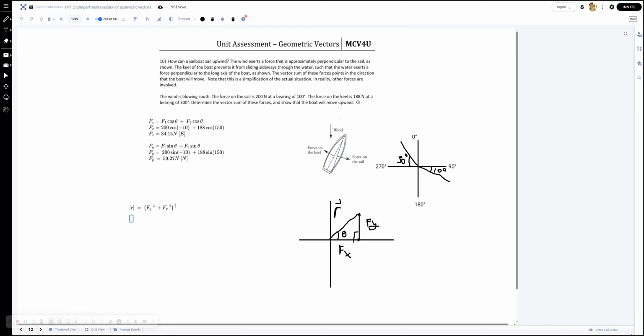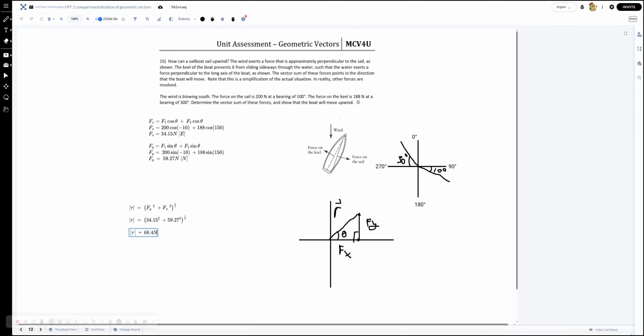So let's plug in our numbers. And just pretend that there is a vector arrow over this R right here, because I'm not able to do that normally with this editor because of the software I'm using. So let's add these together. 34.15 squared plus 59.27 squared. And we obviously can't forget to put our 1 over 2 here. So let's see what this gives us. We get that the magnitude of R is equal to approximately 68.4 newtons.